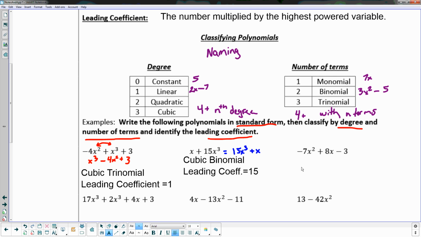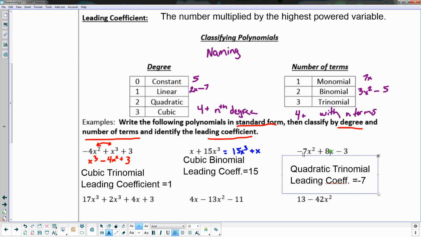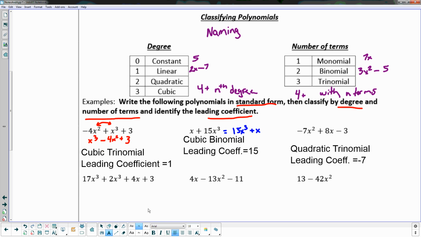This next one is in standard form. It starts with the highest power of x, then the one after that is lower than that, and even lower on the last one. So what do we call this one? The highest power of x is 2, so that's quadratic. There are 3 terms, so it's a trinomial. And the leading coefficient is -7. Okay, the first number we see in our string of things is a -7.